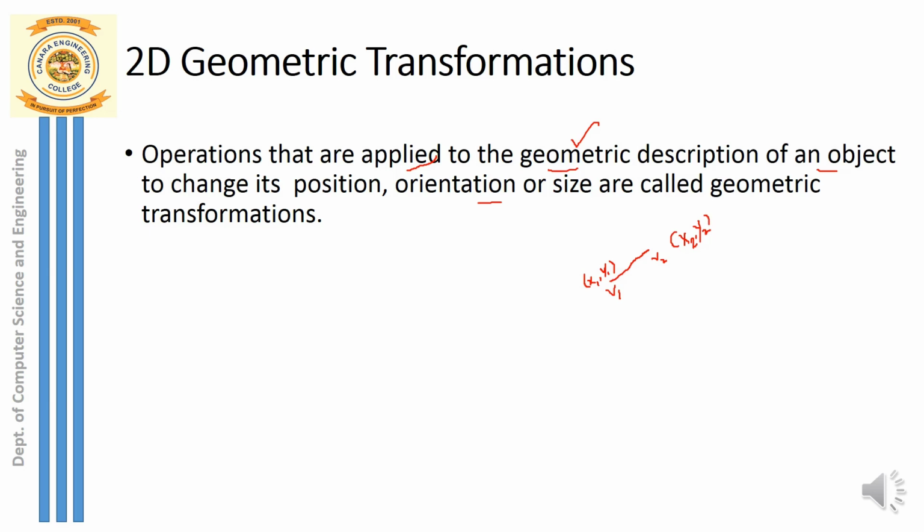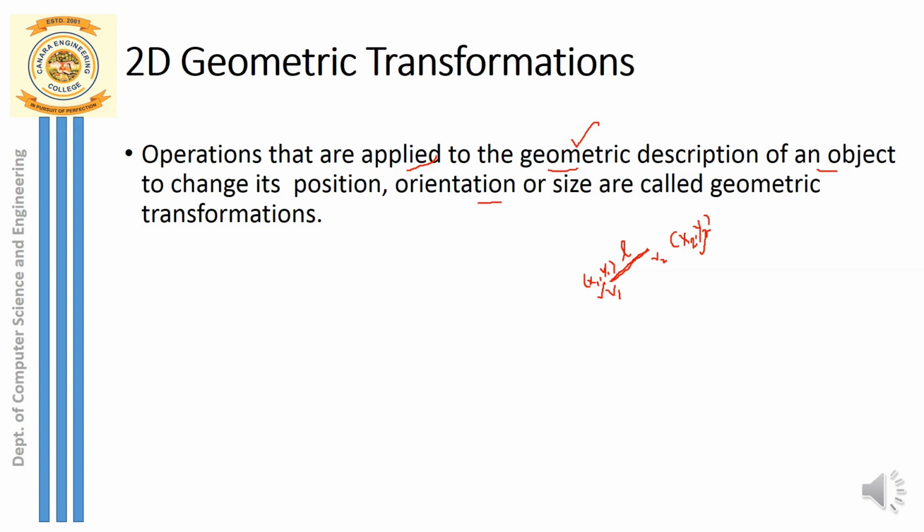Whenever you apply these transformations, you apply them over the geometric description of an object. Here the object is a straight line. What is the meaning of geometric description? Geometric description is the length of the object, the length of the line, and it also includes the coordinate information of the line. The coordinate information is the two sets of endpoints, or the two sets of coordinates for the line. That is the geometric description. It also refers to the length of the object.